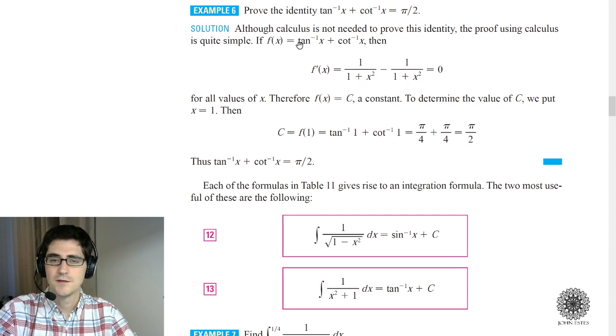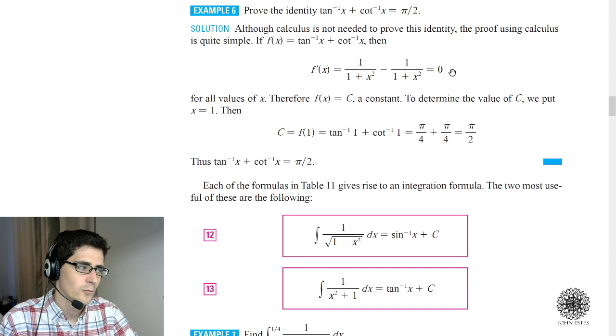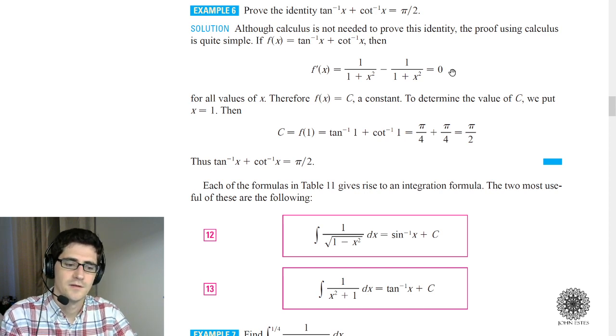The derivative of tangent inverse is 1 over 1 plus x squared. The derivative of cotangent inverse is negative 1 over 1 plus x squared. Remember that? Because I have that cofunction relationship. So when I add these two together, the derivative is 0. All right, so what kind of functions have derivatives of 0?